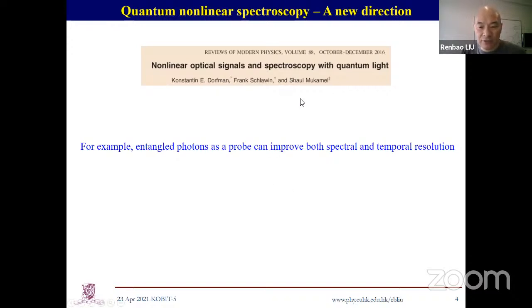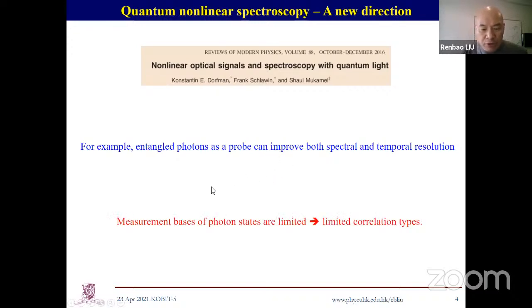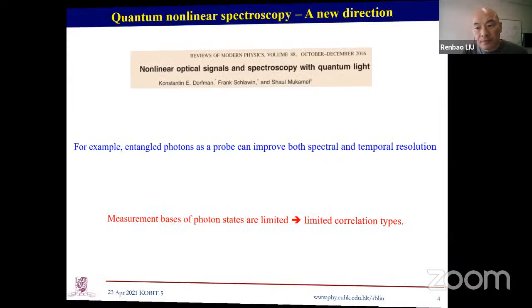Okay, so if we want to know more, there's a very nice review article by Mukamel and his colleagues. However, if we use photons or photon counts as a method to achieve this kind of correlation functions, there's quite some limitation. Because the measurement basis of photon states cannot be easily chosen, there are only a limited set of measurement bases that you can use.